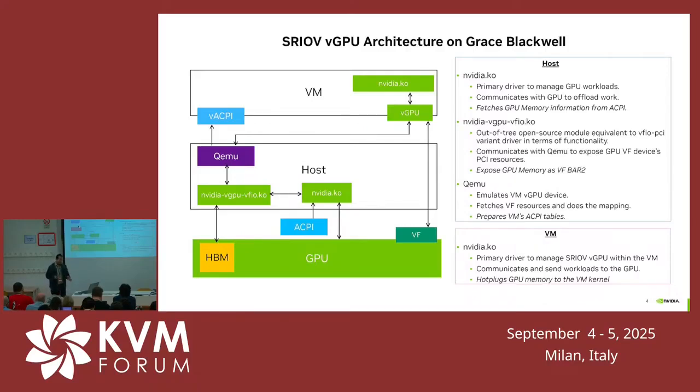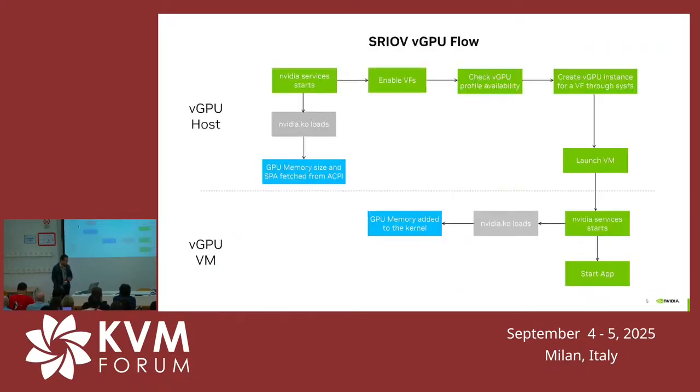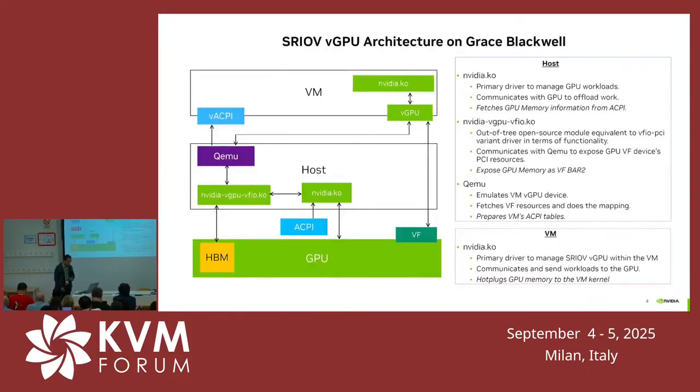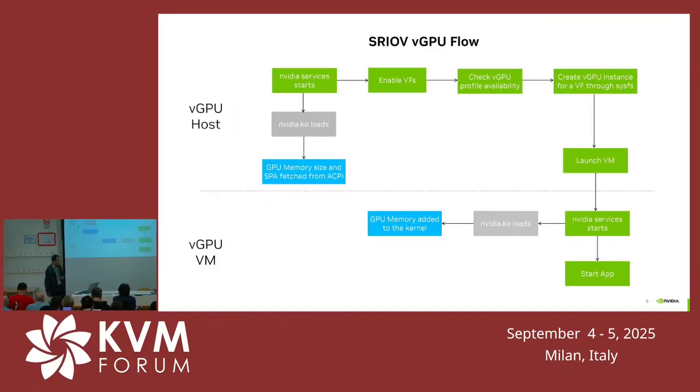So the behavior of the VM is kept almost identical to, let's say, a bare metal system on the Grace Blackwell. So the GPU memory would be added within the VM to the VM kernel. When I say add, it means hot plug essentially. Going through the vGPU flow, right? What happens is that the NVIDIA services start, right? And during that time, the NVIDIA.ko loads.